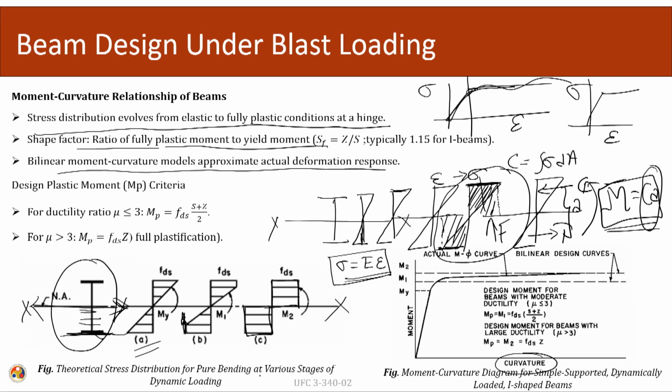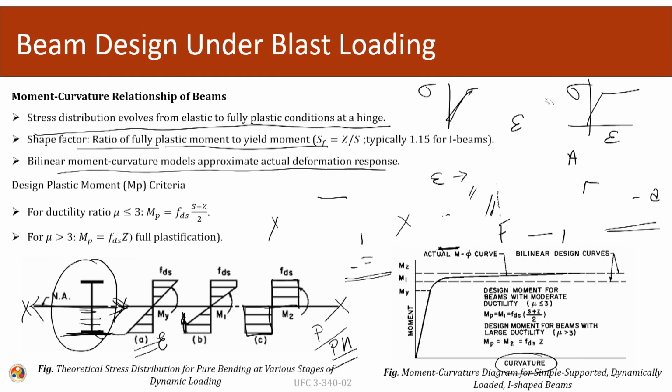So, this is how we differentiate between the elastic and the plastic region, and this is how we also define the formation of a plastic hinge. Here the stress distribution is evolving from elastic to fully plastic condition at the hinge. It starts from less than the elastic region, then the elastic limit is reached at the outermost fiber, and after that it propagates into all the fibers. So from the elastic region, a fully plastic condition is reached.